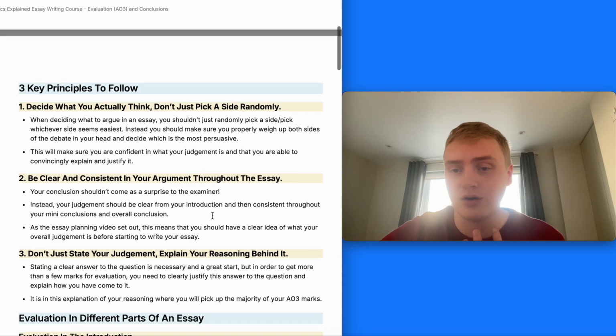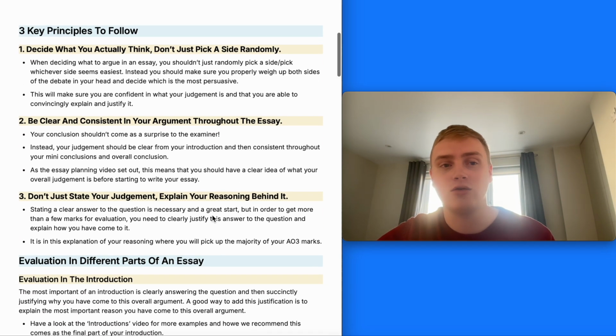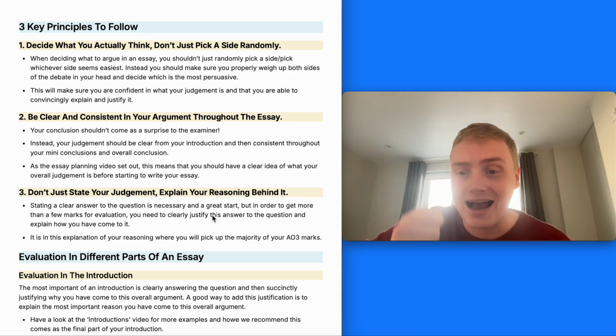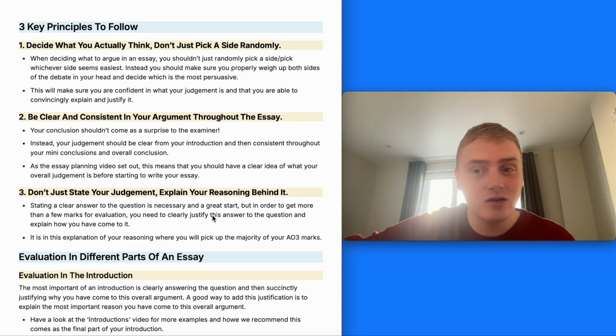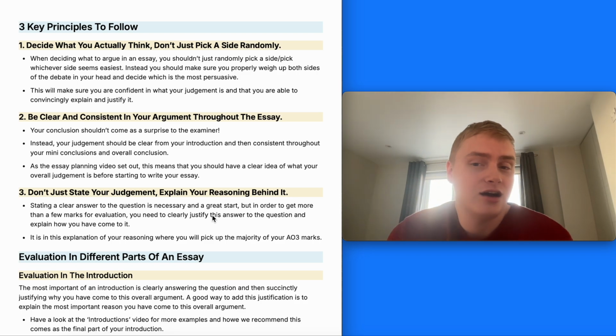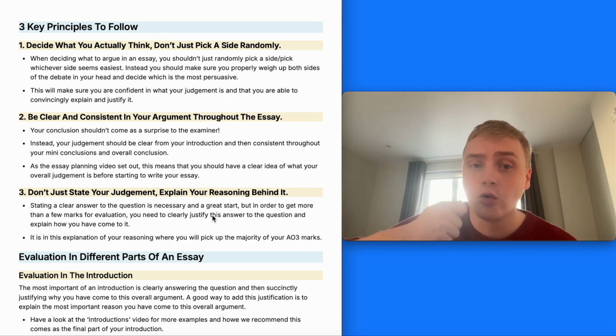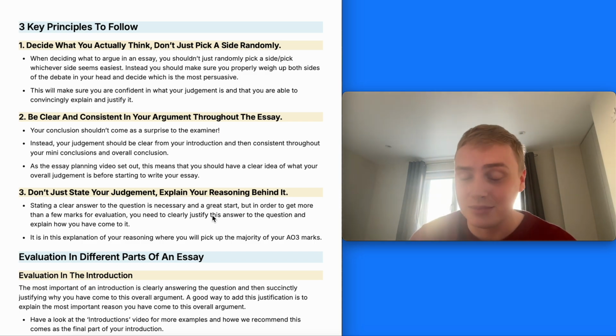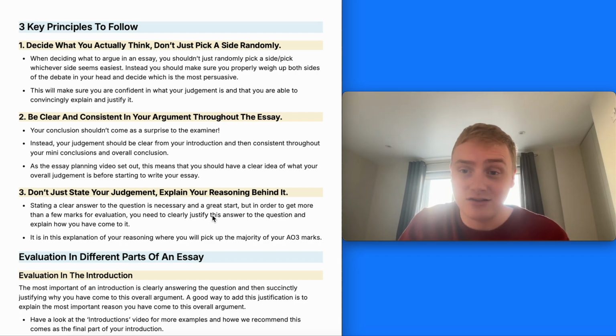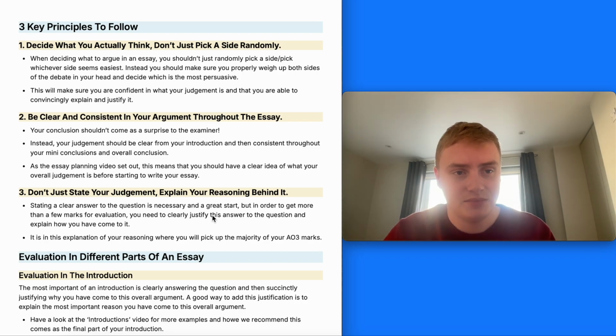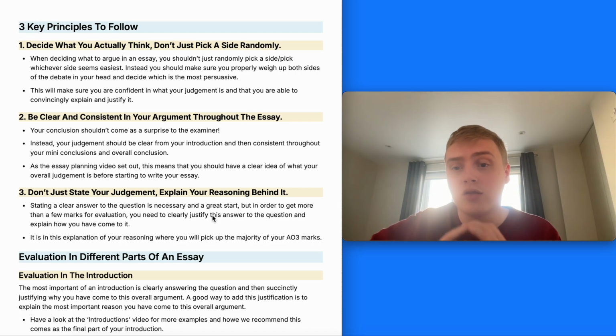There are three key principles I really want you to keep in mind when thinking about evaluation in your essays. The first is to decide what you actually think. Don't just pick a side randomly. When deciding what to argue in an essay, you shouldn't just randomly decide, okay, I'm going to argue for or I'm going to argue against, based on whichever seems easiest. Instead, you need to properly weigh up both sides of the argument in your head and decide which is the most persuasive. This will make sure you're confident in what your judgment is and you're able to convincingly explain and justify it. Because if you just pick it randomly, you're not going to be able to explain it because you haven't done the thinking in your head. So you need to really think, which side of the argument do I agree with, and then go with that one in your essay.